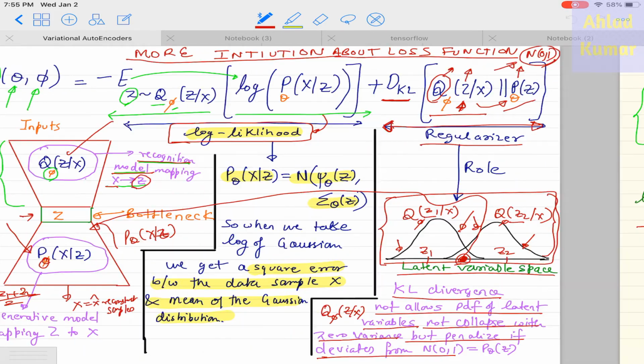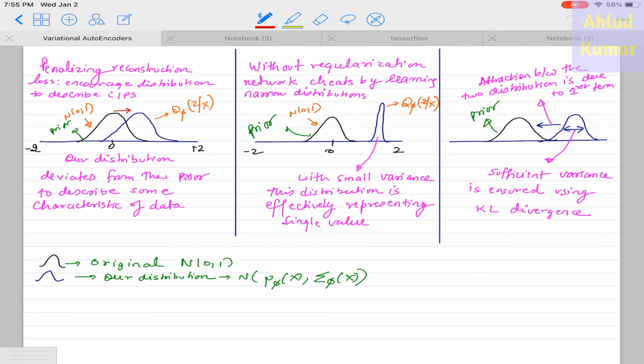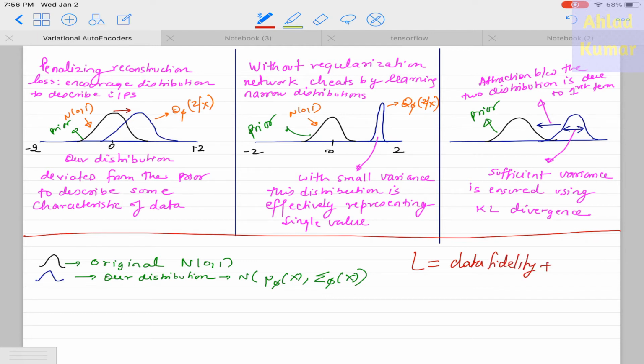So let's move forward. This is another way of showing some insights into the loss function. We have a loss function which is a data fidelity term, which we already discussed, plus a KL divergence term, which is a regularizer. What we are trying to show here is: if only the data fidelity term is there and there is no KL divergence term, what will happen? If the data fidelity term is not there and the KL divergence term is there, what will happen? And if both of them are there, what will happen?